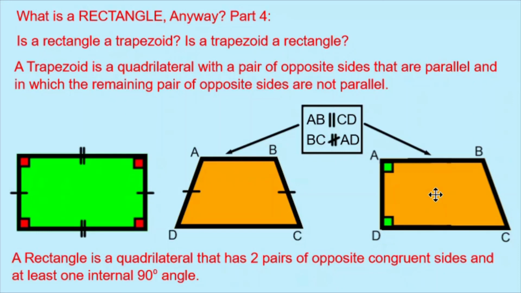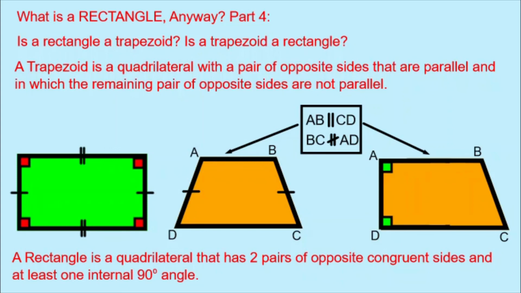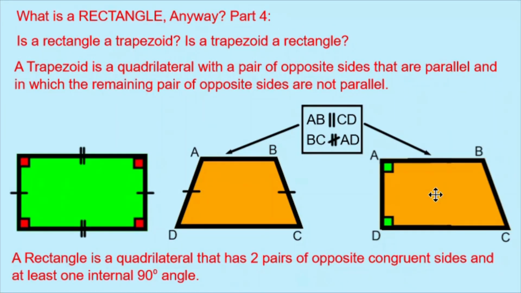Therefore, the answer to both questions will be no. Using the exclusive definition of a trapezoid, a rectangle is not also a trapezoid, and a trapezoid is not also a rectangle. That is today's Daily Dose of Math.